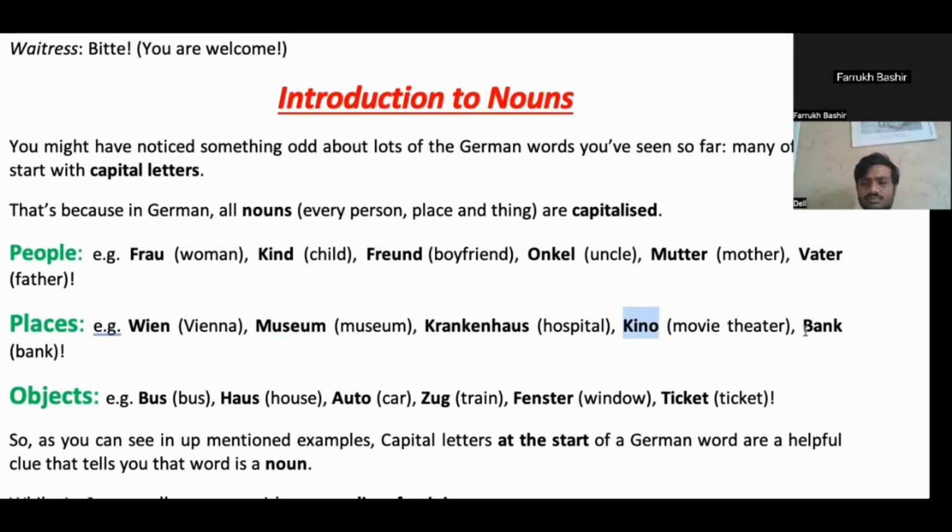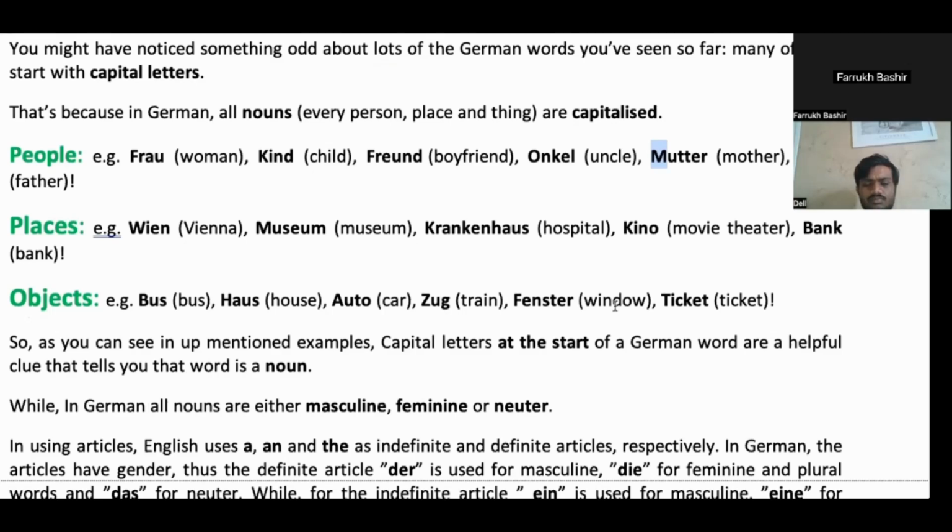theater, bank. Objects: we have first bus, house, Auto, Zug, train, Fenster, ticket. All these categories have one thing in common: the first letter is capital, because these are nouns, so they will always have the first letter as a capital.